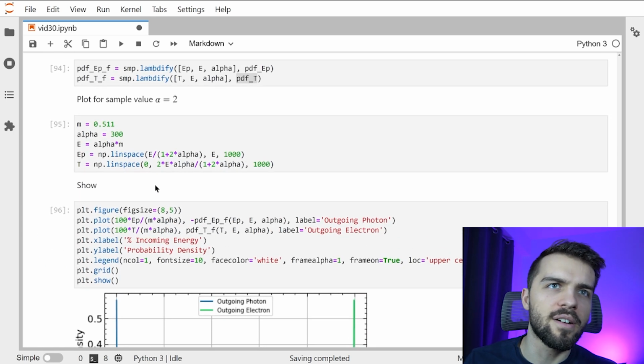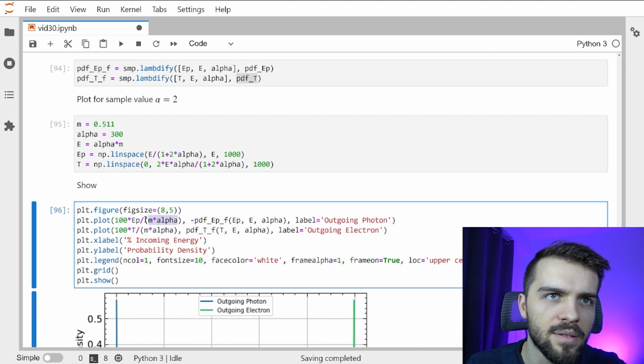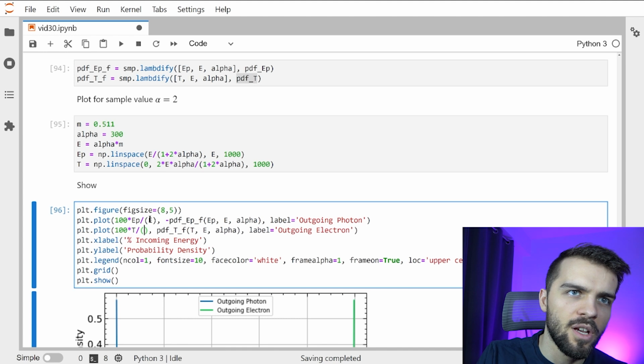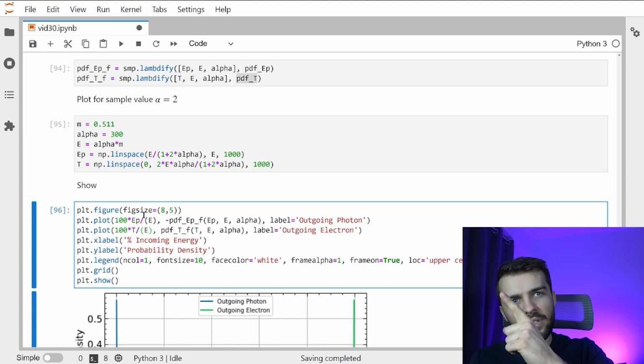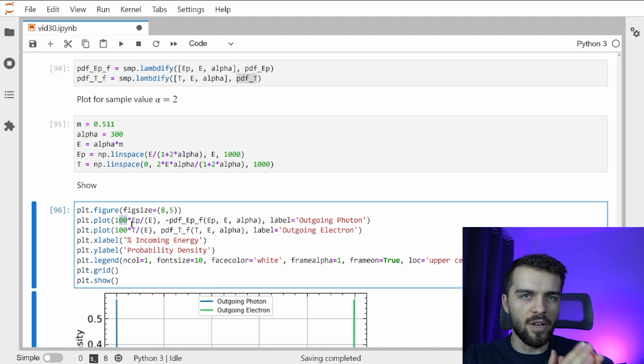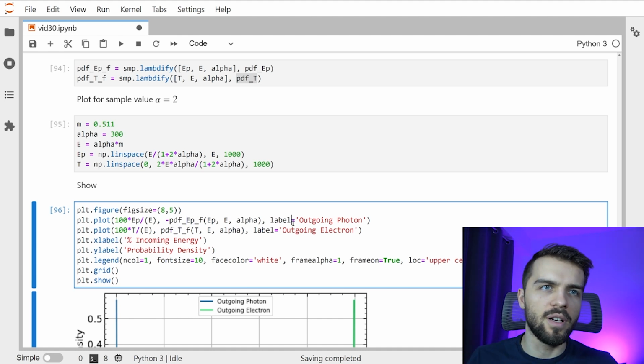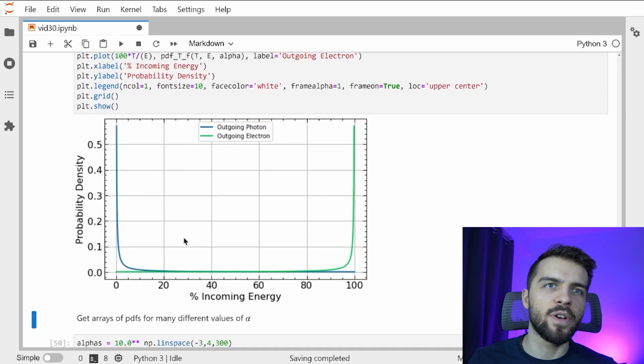And so what I'm plotting here is, rather than plotting E prime and T, instead of m times alpha, I'm just going to divide this by E. So this is the energy of the photon after the collision divided by the initial energy times 100. So this is the percent of energy that the photon keeps. This is the percent of energy that goes to the electron on my x-axis. And here I'm plotting the PDF of both the photon energy afterwards and the kinetic energy afterwards, so my outgoing photon and electron. And you can see that I have a figure that looks like this.